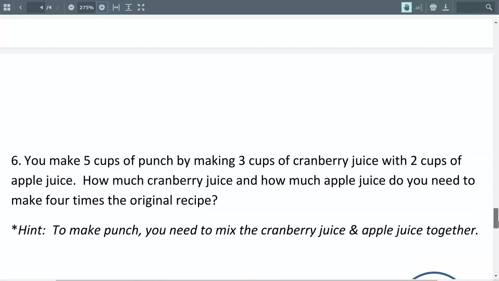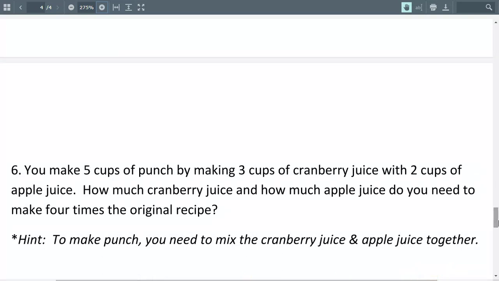You make 5 cups of punch by mixing 3 cups of cranberry juice with 2 cups of apple juice. How much cranberry juice and how much apple juice do you need to make 4 times the original recipe? Hint, to make punch, you need to mix the cranberry and apple juice together. So I want you to picture getting 3 cups of cranberry juice, pouring that into a pitcher, 2 cups of apple, pouring that into a pitcher, mixing it, and that's your punch.